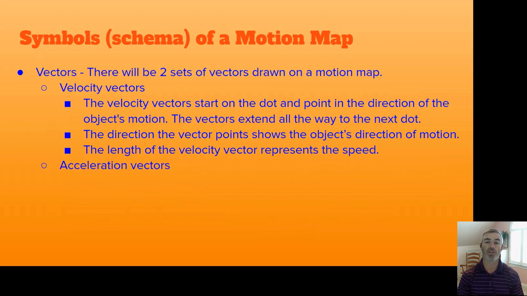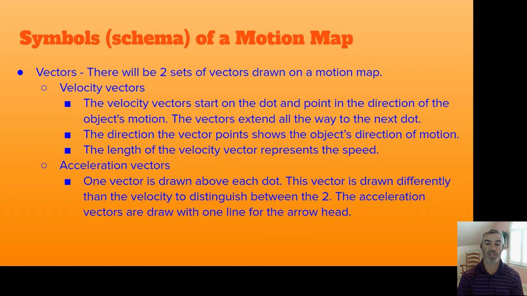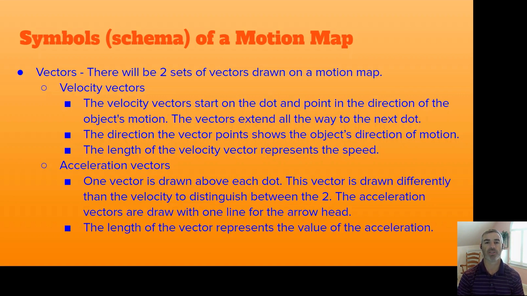We also have acceleration vectors, and one acceleration vector is going to be drawn above each dot, not starting on the dot, but drawn above. And it's going to be drawn a little bit differently to distinguish between the velocity vectors and acceleration. It's just going to be drawn with one line to represent the arrowhead. And the length of the vector represents the value of the acceleration, or the magnitude. So to draw those acceleration vectors, we're just going to draw one line on the arrowhead like this.